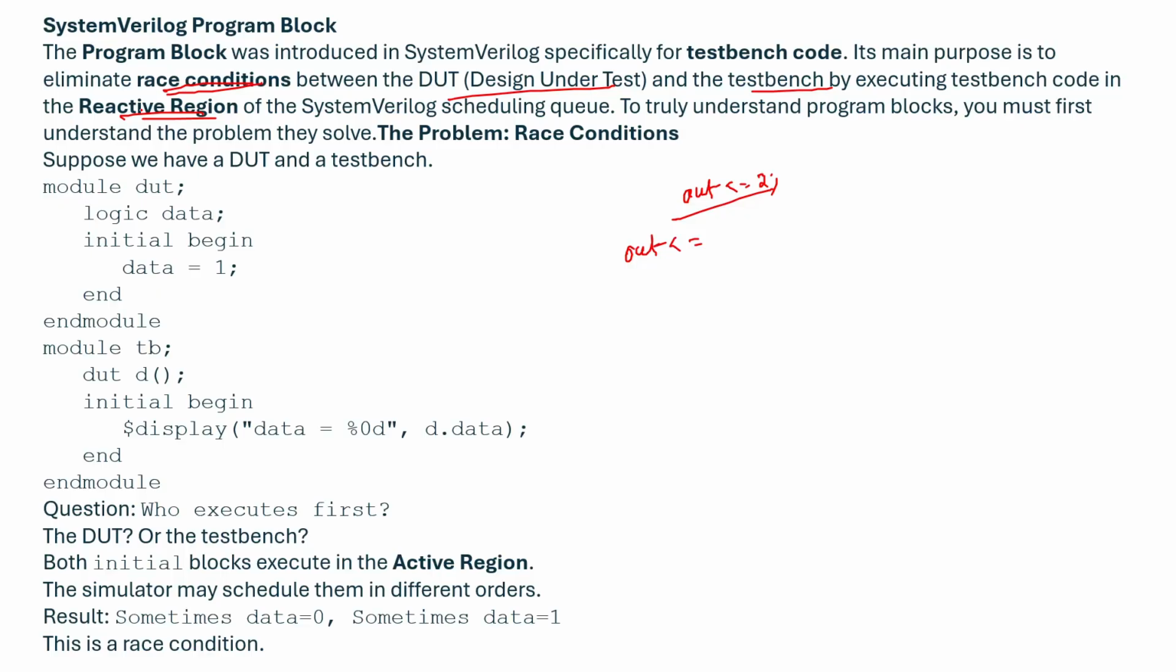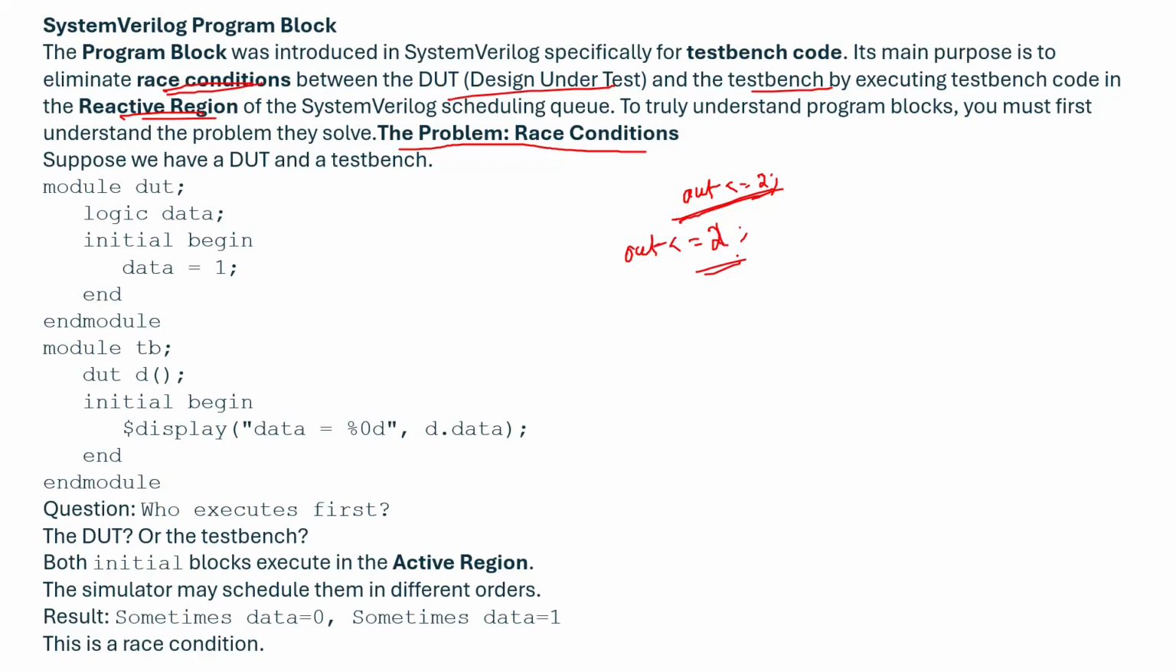Then first the programming block will be executed. After that, it is going to the test bench. So then it is avoiding the race conditions. To understand the program block, you must understand the problem it is solving. That means the problem is race condition. When you are driving the input and sampling the output, like out equal to 2, and at the same time the test bench is also trying to read that output, then we will get a race condition. So to avoid that race condition, we are using the program block.